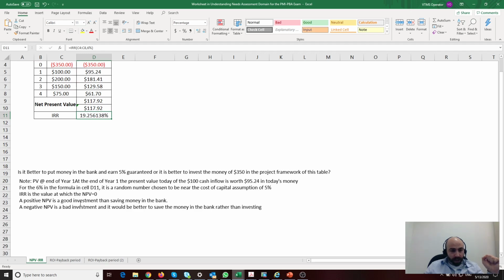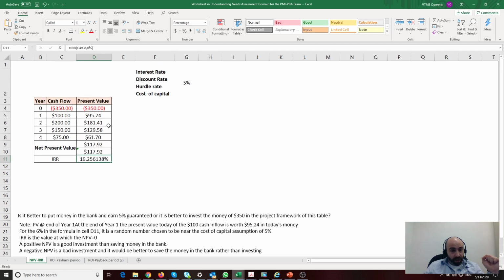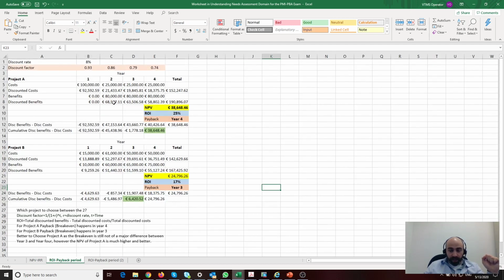You can see here whatever we have discussed is written as notes. A positive NPV is a good investment, and the higher the better. A negative NPV is a bad investment. So if I got a negative net present value here, it's better to put that $350 in a bank as an investment rather than investing it in a project, because that project would be a loss.